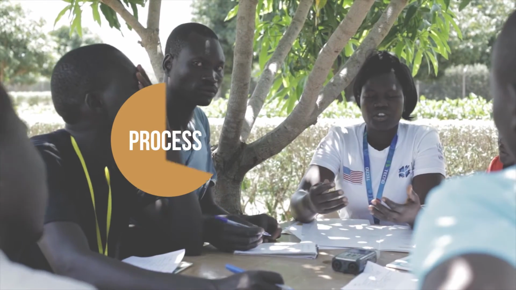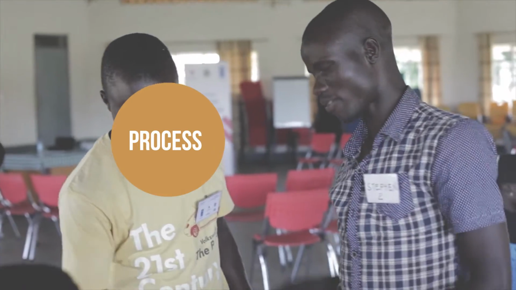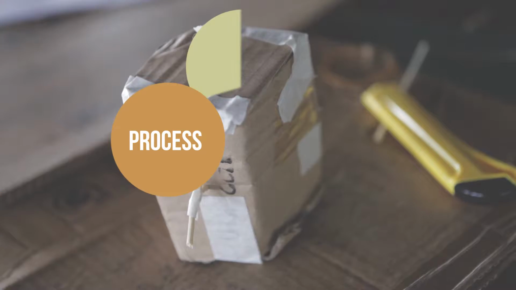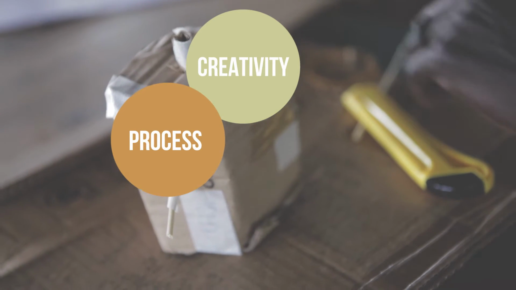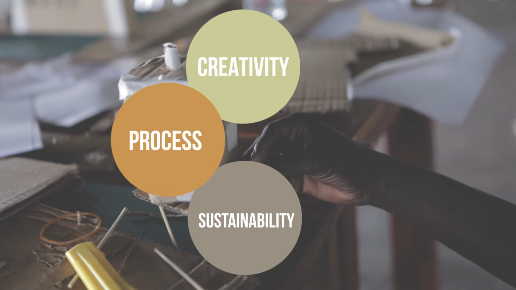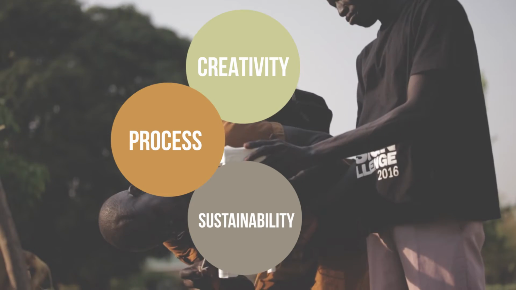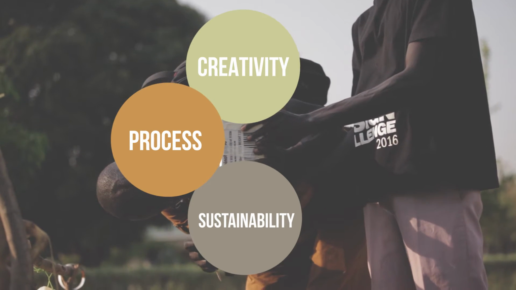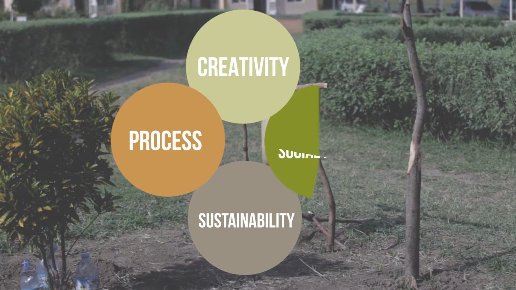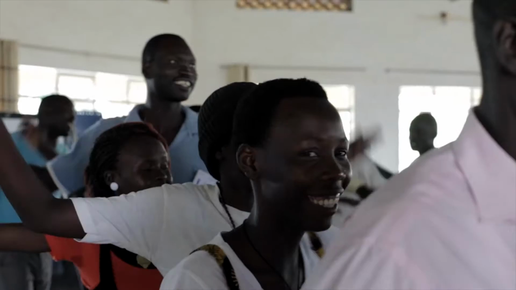We have 4 criteria in selecting the winners. One is the process that the youth went through, because we conducted 6 workshops. The second one is creativity. The third one is sustainability, how the ideas can be sustained without UNDP coming in or donors coming in. And the last one is potential for social impact.